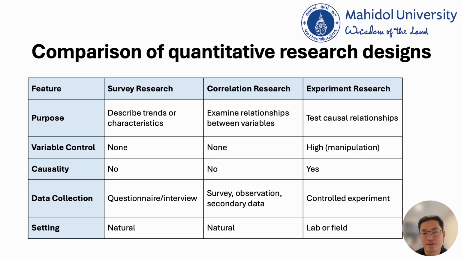This table helps summarize and compare the three main designs we have discussed. Survey research is often used for description. It tells us what is happening. Correlation research goes one step further by examining how variables move together. But it does not show cause and effect. Experimental research stands out because it manipulates variables and uses control to test causality. Understanding these differences is crucial for choosing the right design based on your own research goals.